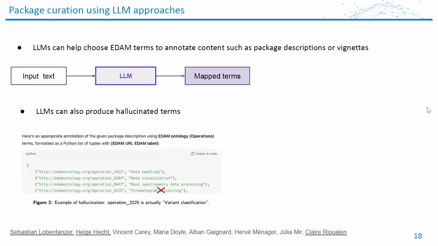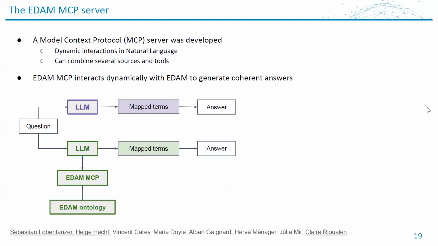For example, here, when trying to get the list of functions that XCMS can perform, there was chromatogram processing, which is not a concept in EDAM, so it shouldn't be here. And also there was an identifier that is not the right identifier. So basically, a hallucination. To avoid that, we have started to work with a model context protocol approach, which basically allows LLMs to interact with external tools or resources in a dynamic way.